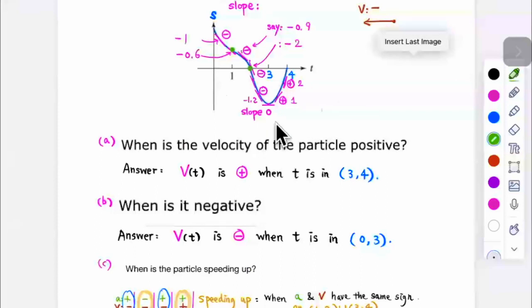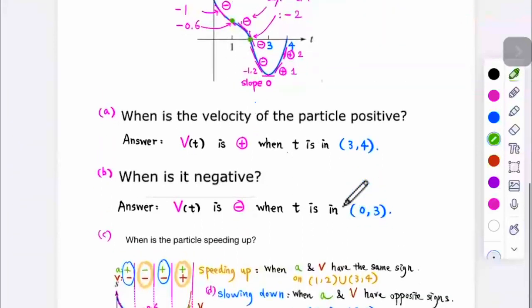If you're looking at 3b, we actually have a similar question. When is the velocity of the particle positive? You look at the slope of the tangent. It's negative here, negative here, and only positive from 3 to 4. And when is the velocity negative? It's from 0 all the way to 3, where you have negative slope of the tangent. So it's a similar problem.